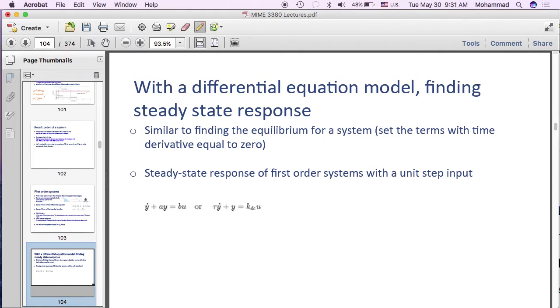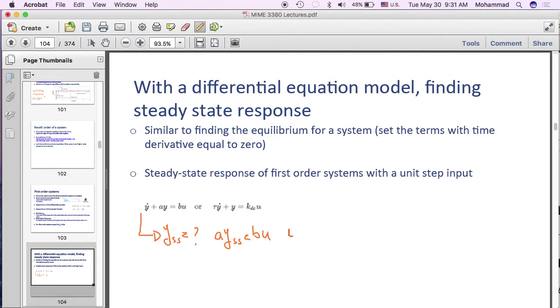So we already talked about finding the steady state response of the system. Simply, you put the time differential, the dot terms or the double dot terms, equal to 0 in order to find the steady state response. So just as an example and a reminder, from this form of the differential equation, if you want to know what y steady state is going to be, you can see that a times y steady state is equal to b times u.